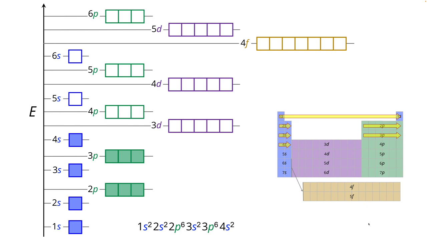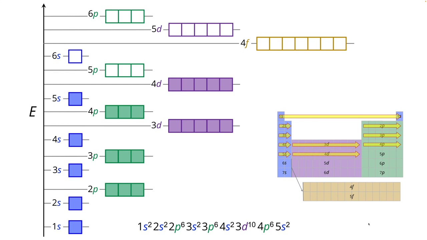Next actually comes the 3d subshell, and that has 5 orbitals. So 5 times 2 is 10 electrons, and we have 3d10. And now we go to 4p, and 4p6 is the configuration for that part. Next up is the fifth row. We have 5s2 for the 5s subshell.